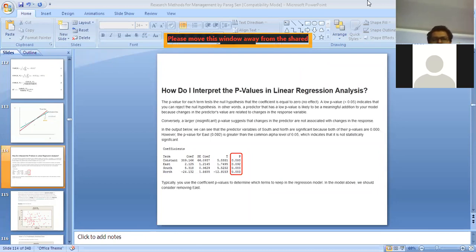Yesterday we have seen that, broadly speaking, there are three different types of regression. One is linear regression, non-linear regression, and logistic regression. And we have also seen that under the linear regression there are two different categories: simple linear regression and another is multiple linear regression.